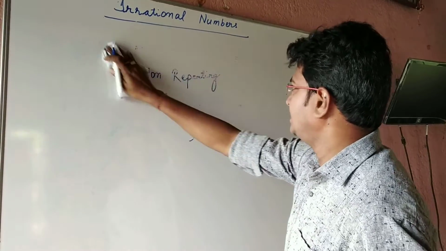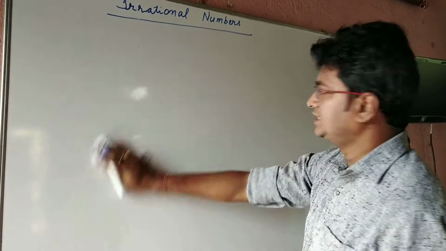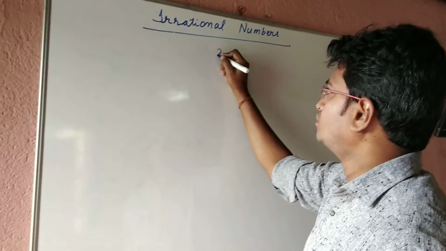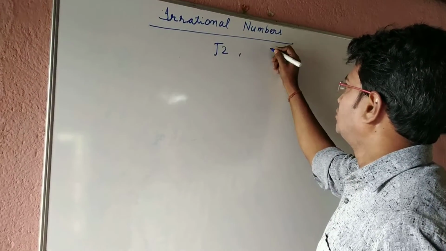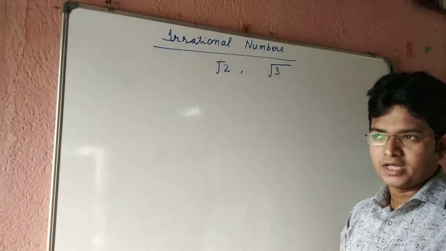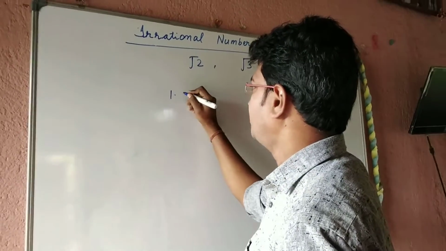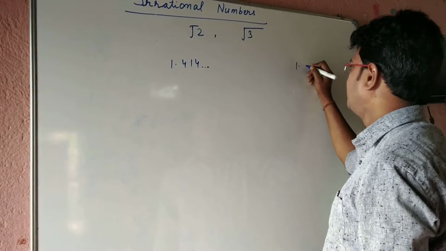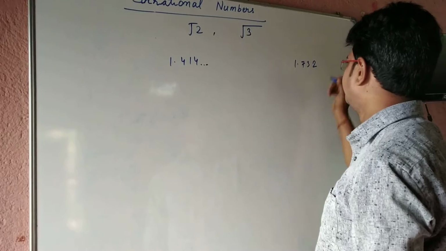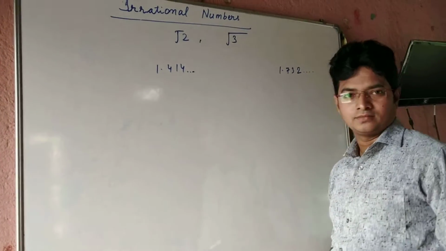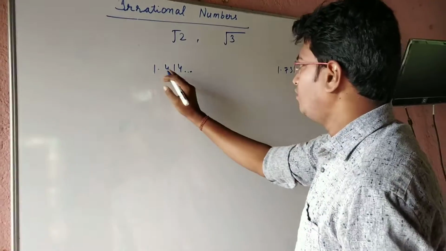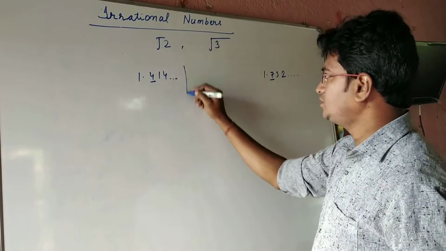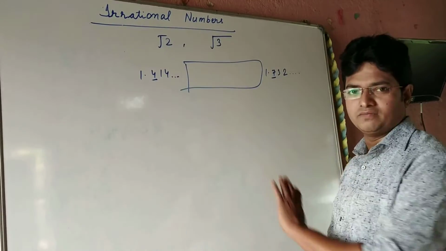In CBSE standard 9, it is given one question: insert 3 irrational numbers between root 2 and root 3. So how are you going to do? Value of root 2 is 1.414 and root 3 is 1.732. So here 1.414, so 1.4, and here 1.7. The number should be between these two numbers, 1.4 and 1.7.